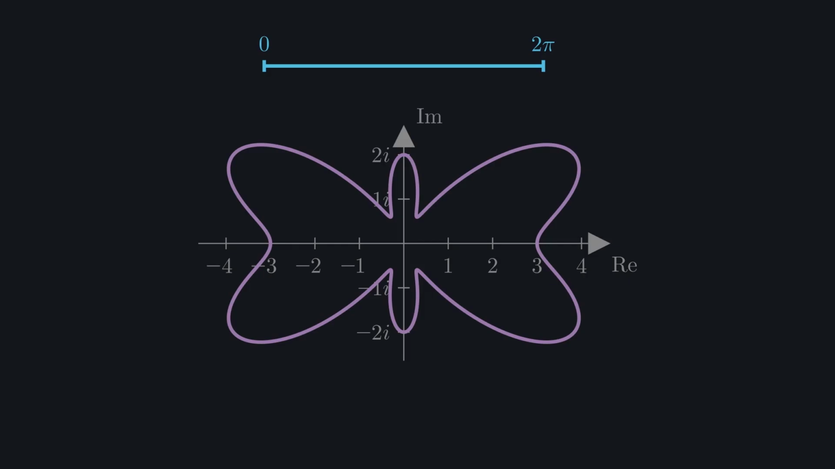The input space here is drawn to scale with the units on the complex plane. A length of 2 pi on the screen is the same for both. The first thing we should notice is that the line representing the input space is significantly shorter than the length of the curve describing the butterfly.